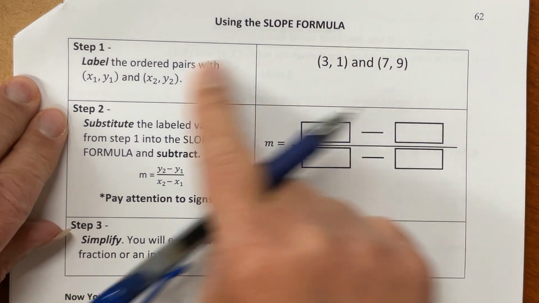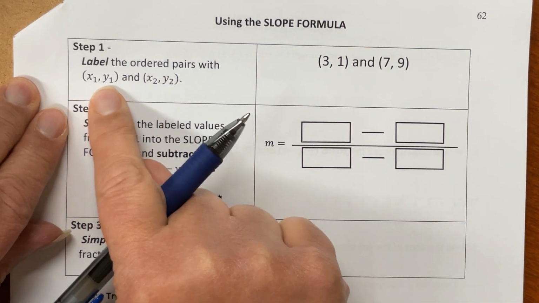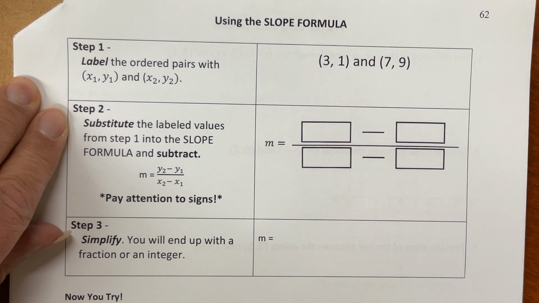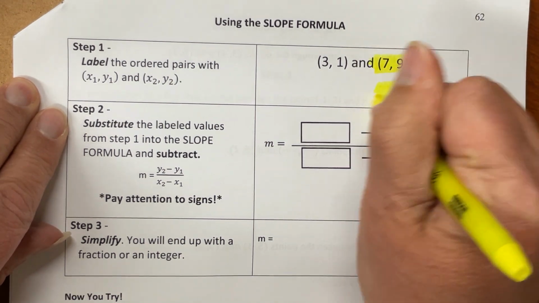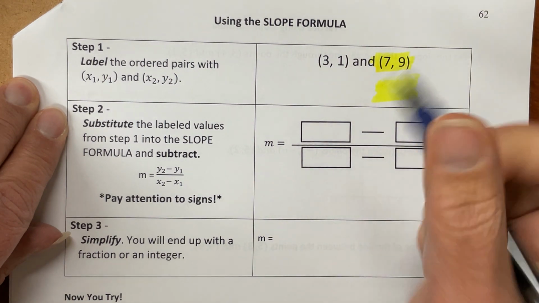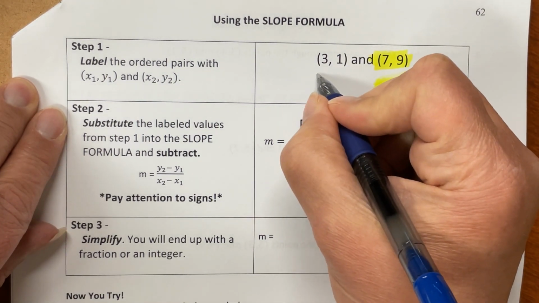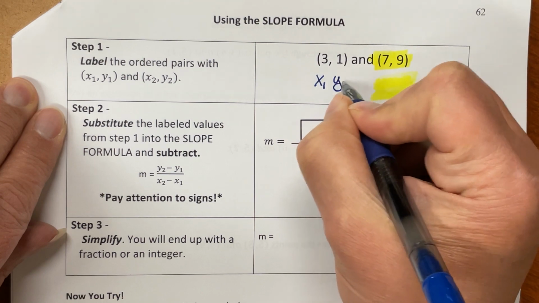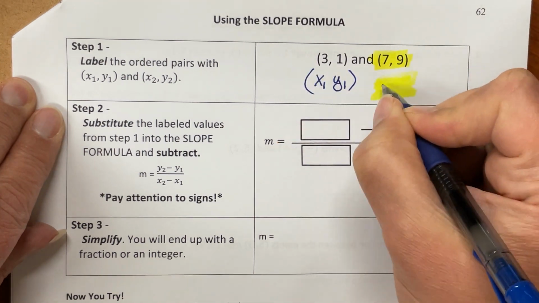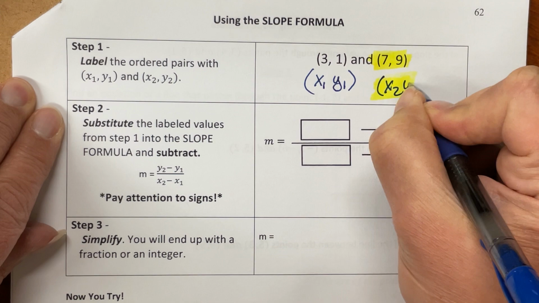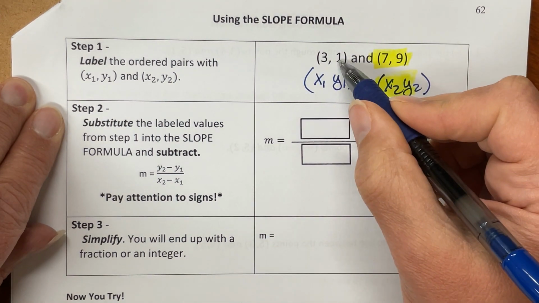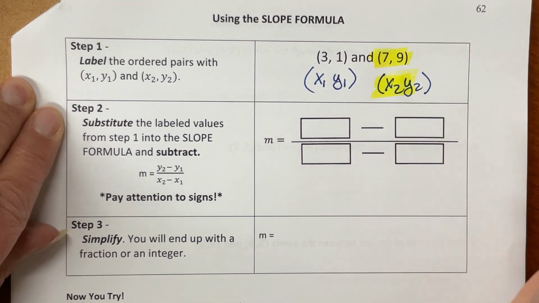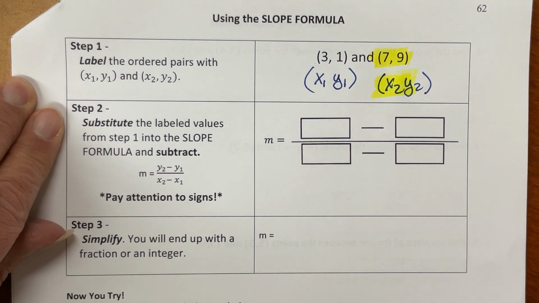Using the slope formula. First, label the ordered pairs with x1, y1, and x2, y2. Me, I always like to make my x2 and my y2 highlighted. Why? It makes it easier in the end. So this is x1 and y1. This is x2 and y2. It's going to be y minus y over x minus x. Ooh, what if I do them backwards? Just check yourself before you wreck yourself.